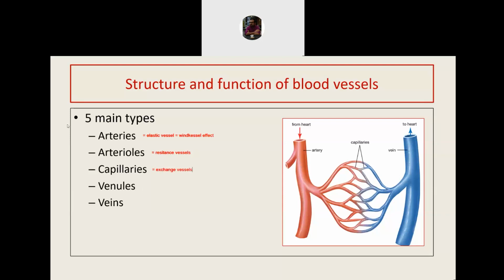The venules and veins together have great compliance. What this means is that they can stretch without a rise in pressure. They can keep on dilating and accommodating blood. And we say that the capacitance of these vessels may be 30 times more than that of the arteries. That is why they are known as the capacitance vessels.